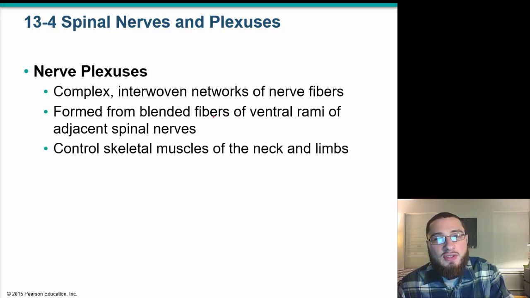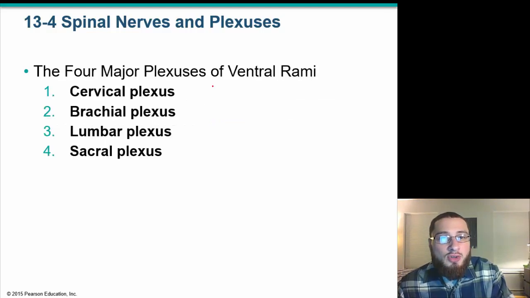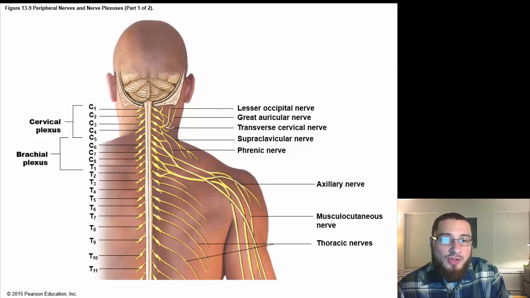Nerve plexuses are interwoven networks of nerve fibers. You have major plexuses of the ventral rami. You have the cervical, brachial, meaning arm, lumbar, and then sacral areas. Here he shows you how from these nerves they create these plexuses. So you have major nerves that are going to come off. You have this phrenic nerve right here, which is going to go to the diaphragm, and you have this axillary nerve, which goes to the arm, and the musculocutaneous nerve.